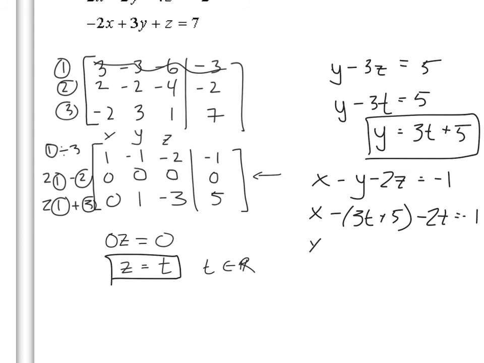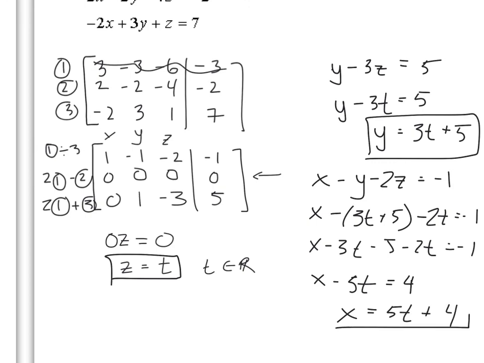So x minus 3t minus 5 minus 2t equals -1. Simplifying, x minus 5t, and we bring the 5 to the other side, adding it to the 1, so equals 4. So x equals 5t plus 4. So we essentially have a solution to our system.